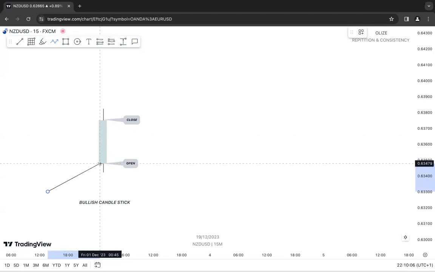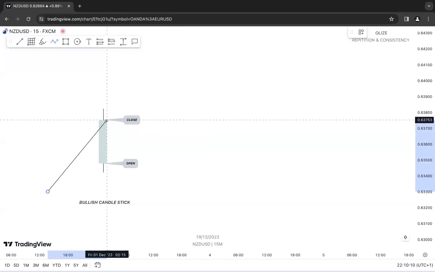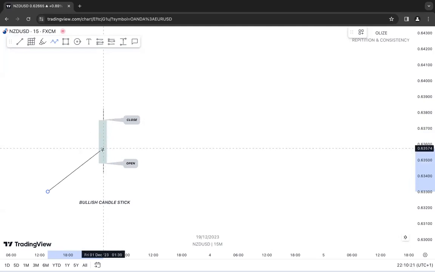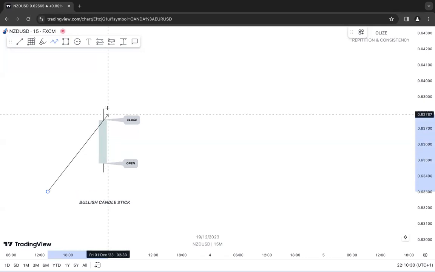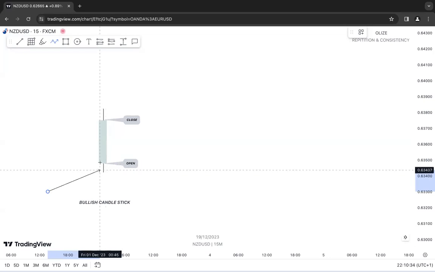So this is for a bullish candlestick. This is where the open is. This is where our close is. This wick indicates opposition from sellers. So if this is a bullish candlestick and you see a wick up, this is opposition from sellers. Sellers push price downward to close it here. Same thing here. These are oppositions from sellers.